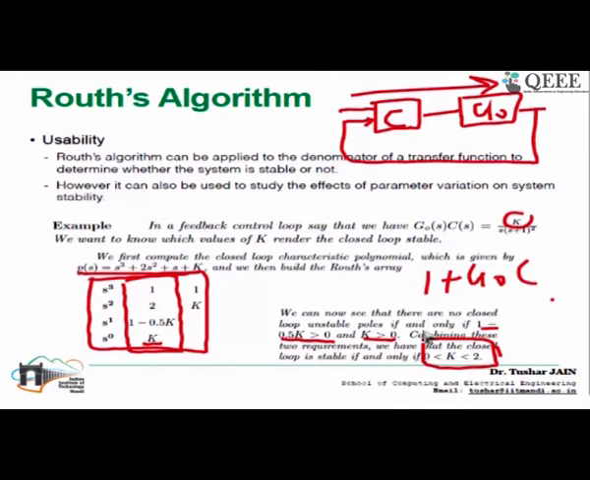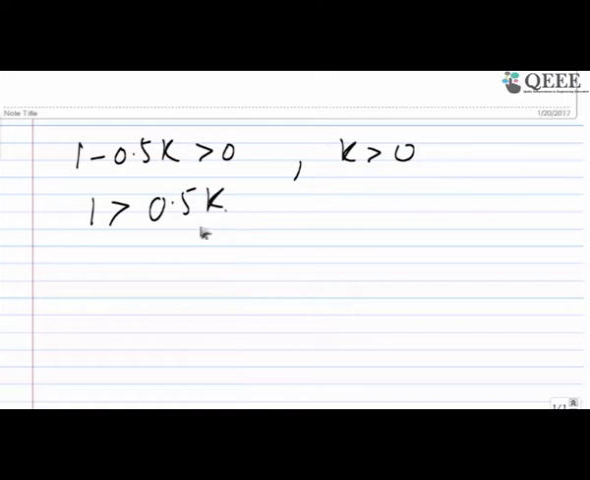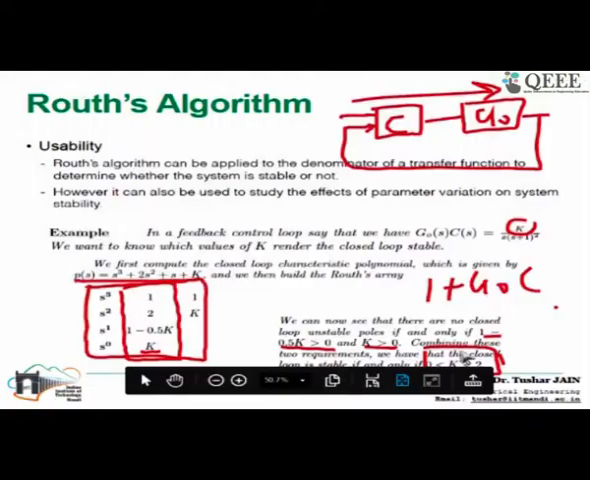Okay, it is straightforward. What conditions do I have? I have this 1 minus 0.5 K which should be greater than 0, and I have another condition which is K greater than 0, which would read that 1 should be greater than 0.5 K. So K should be less than 2 and K should be greater than 0, basically. So we have this relationship. If the value of K lies within this region, then and only then the system would be stable, right?